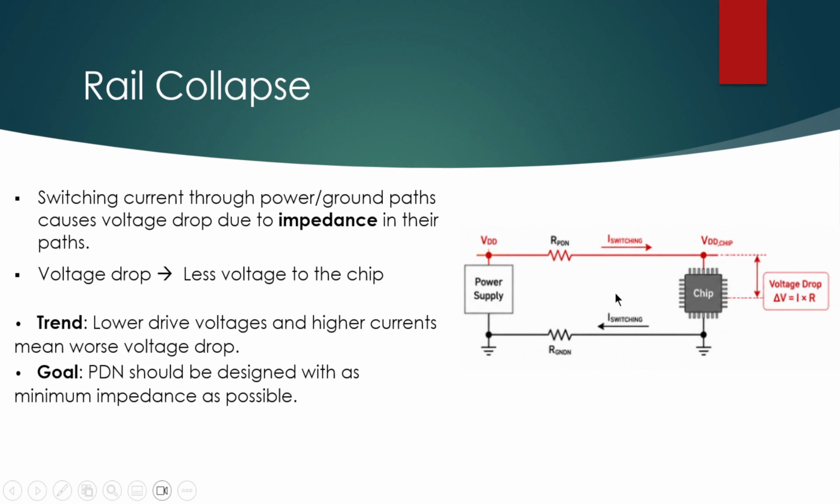As the drive voltage is decreasing and the currents are increasing, any voltage drop associated with the rail collapse is becoming a bigger and bigger problem. So to mitigate this problem of rail collapse or voltage drop, the goal should be to design the impedance of the power and ground networks as minimum as possible.